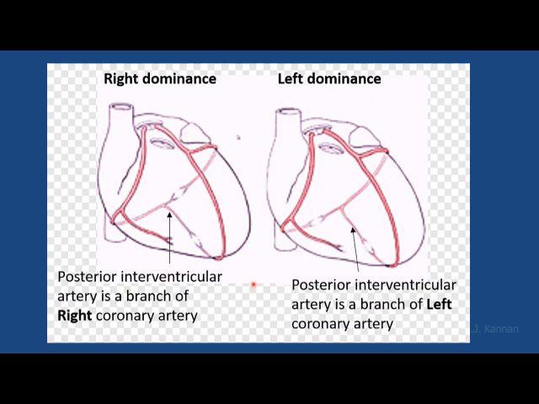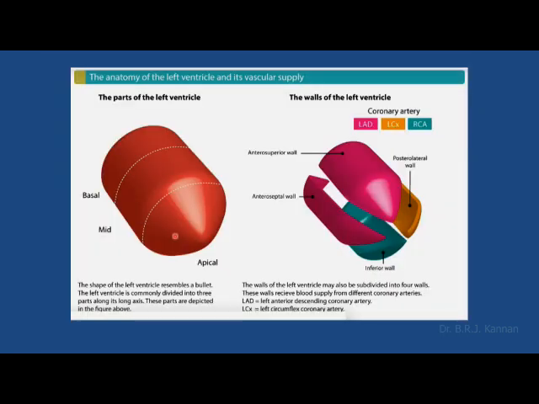So here it is between whether it is a right coronary artery or left coronary artery. But it doesn't mean that is the dominant artery of the heart. As I said, the most dominant or most important artery of the heart is always the left anterior descending artery. So this is the left ventricle. Left ventricle is like a bullet.